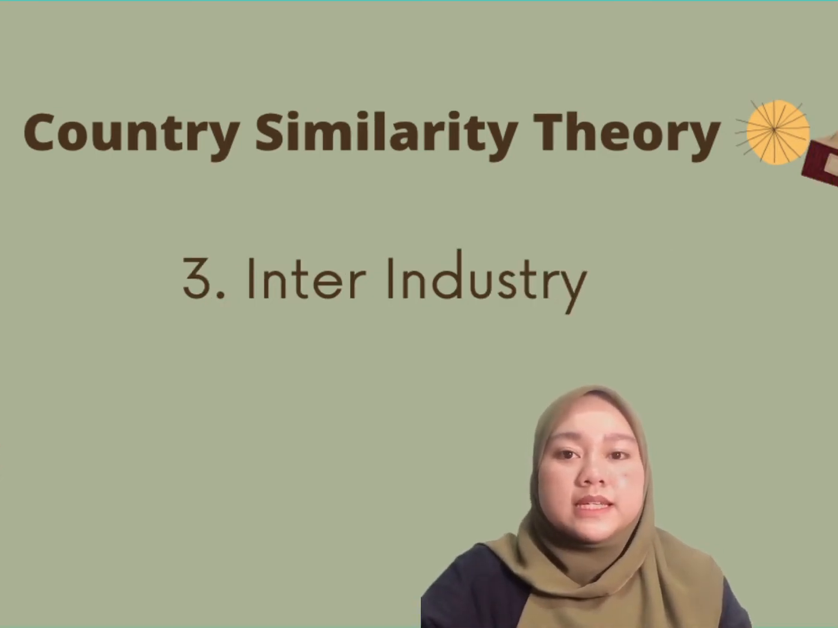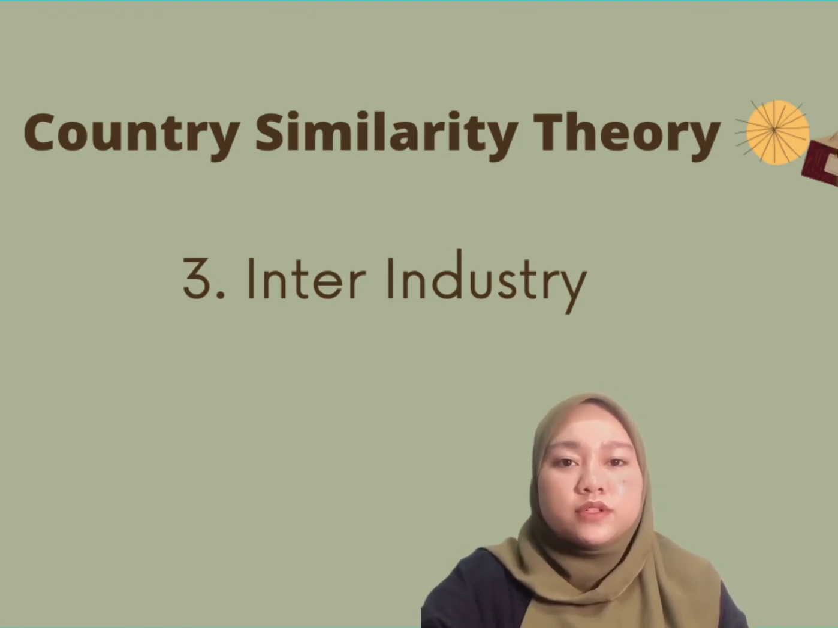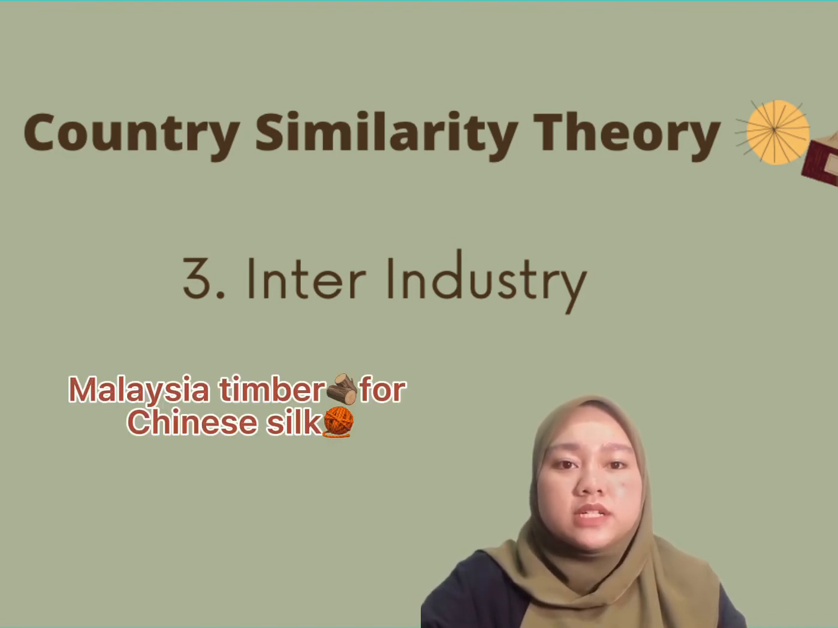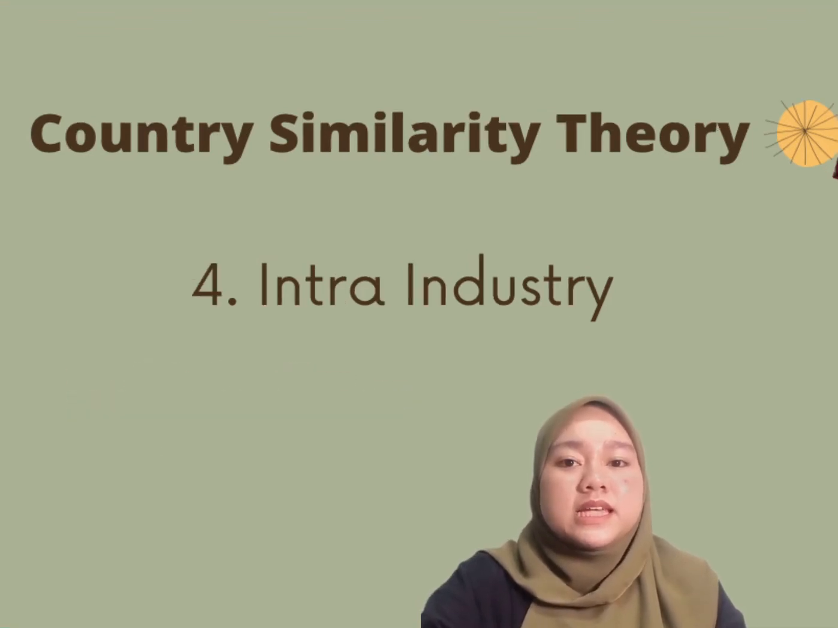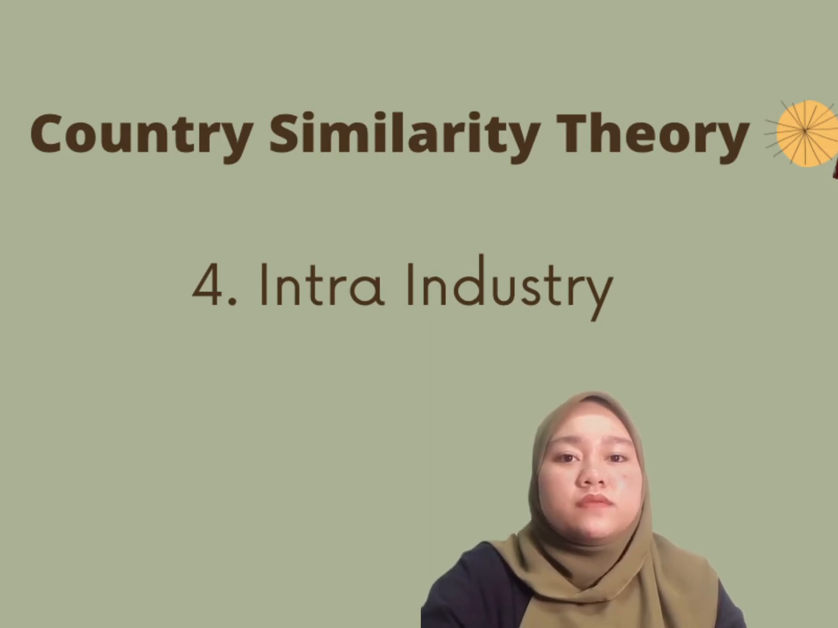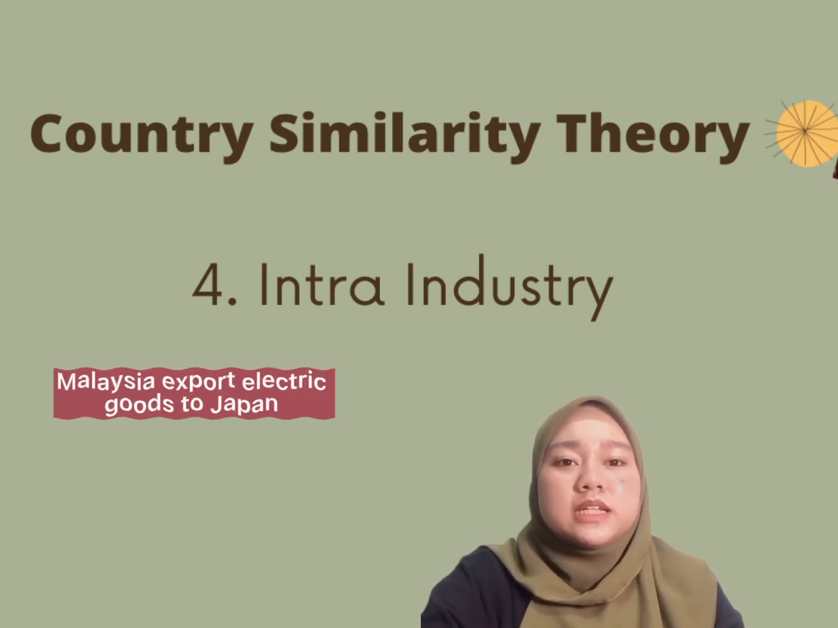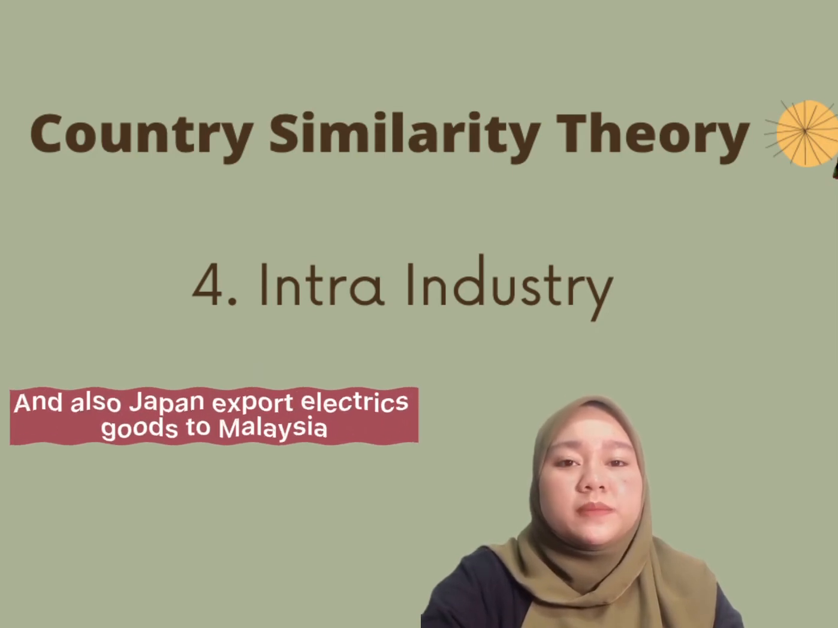Number 3 is inter-industry. Inter-industry trade is the exchange of goods produced by one industry in one country for goods produced by a different industry in another country, such as Malaysian timber for Chinese silk. Lastly, intra-industry. Intra-industry trade is the exchange of goods produced in the same industry between two countries. For example, Malaysia exports electrical goods to Japan and Japan also exports electronic goods to Malaysia.